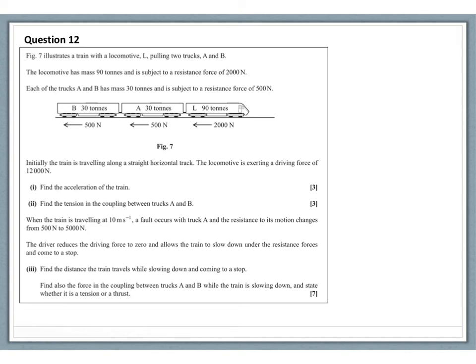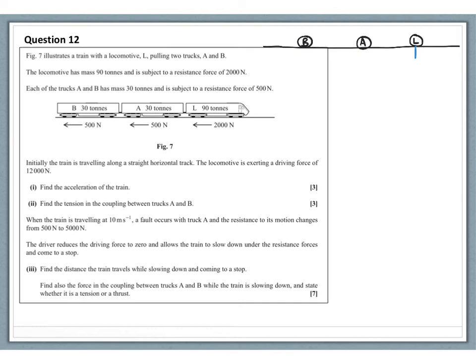Question 12. So we have a locomotive L pulling two trucks A and B. I'm going to actually do another sketch of this diagram here because the shapes given make it a little bit difficult to draw on all of the forces acting. So we'll model everything as a particle, all three objects as a particle.